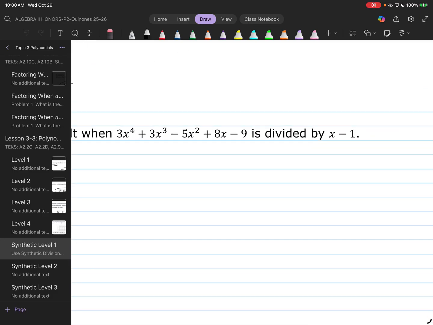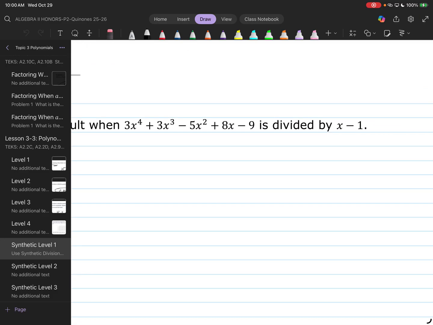If my divisor, and this goes for your long division too, unfortunately because we're using the box method and that's what's on Delta Math, you can't just put in the answer. But if your divisor is a linear term with a coefficient of 1, you can use this method. It is an algorithm, meaning it is a quick way for you to divide polynomials.